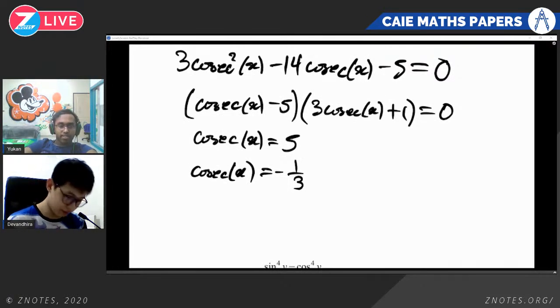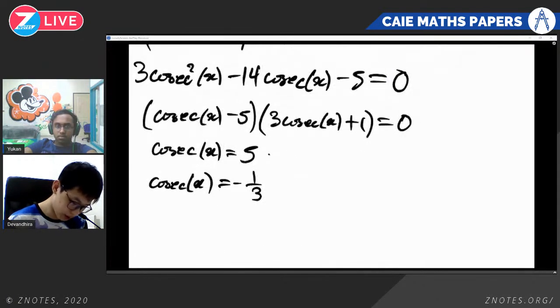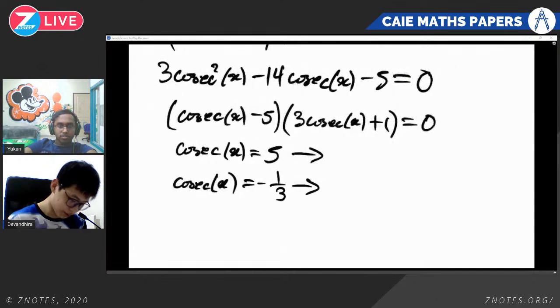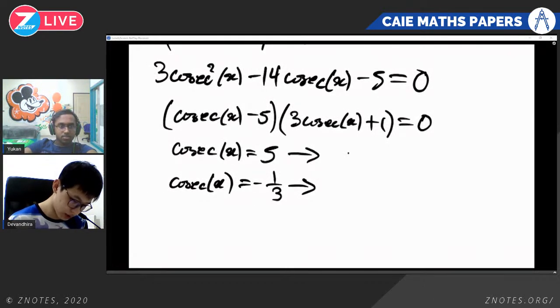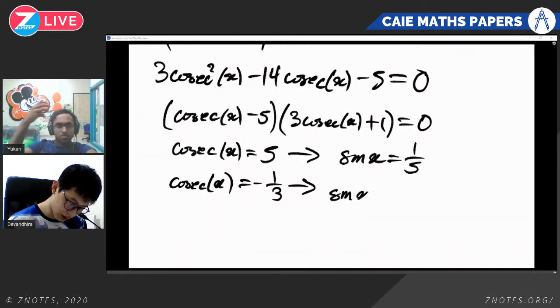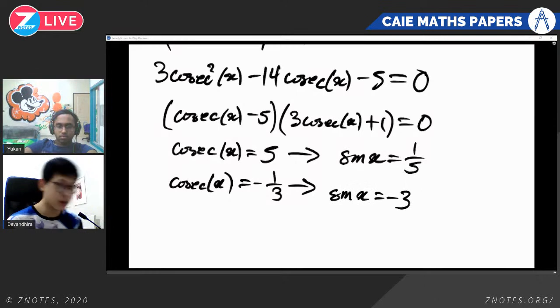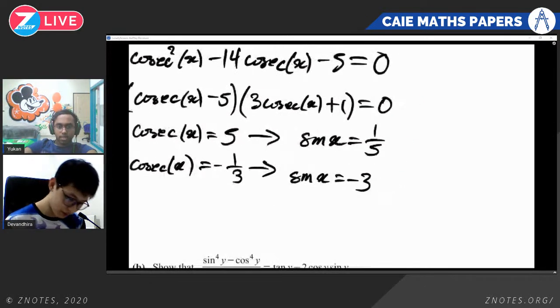No, we have to find sine. So what should we do to find sine? You have to inverse both sides. Exactly. So you have sine of x is equal to 1 over 5. And for this one, sine of x is negative 3. Is that correct? Yep.